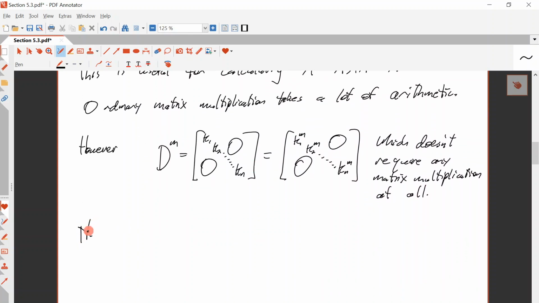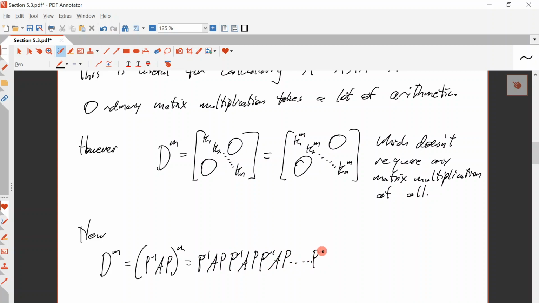Now, D to the M is equal to P inverse AP to the M. Well, D is P inverse AP, so that's P inverse AP, P inverse AP, P inverse AP, and you keep going like that. And all of these things cancel, and what you get is P inverse A to the M, P.